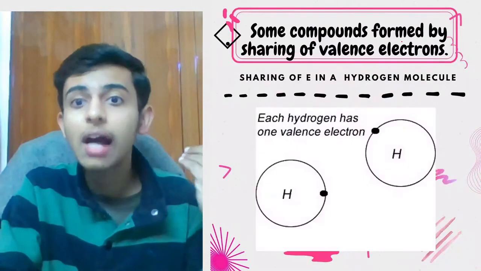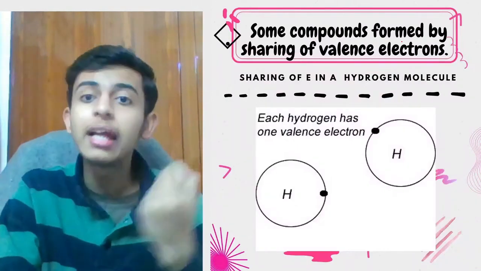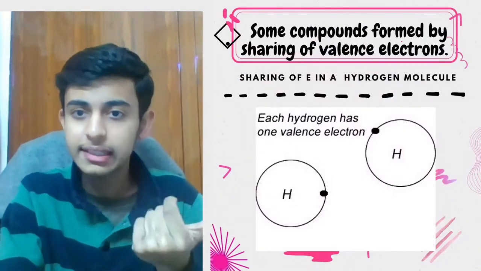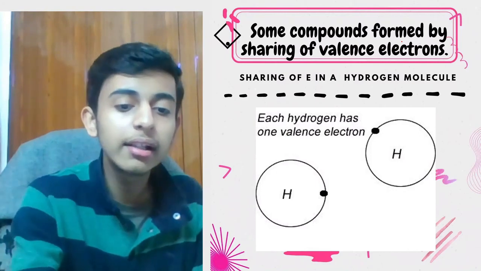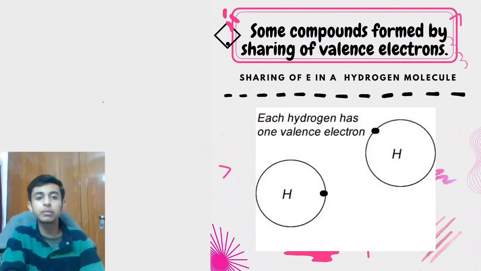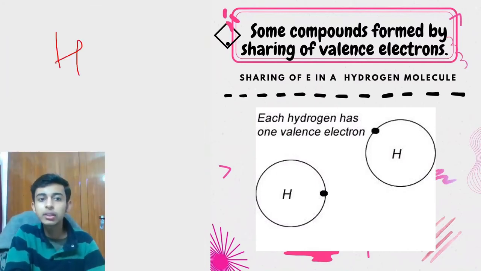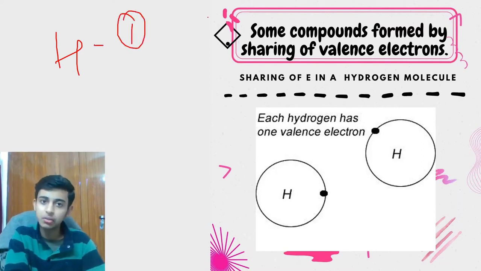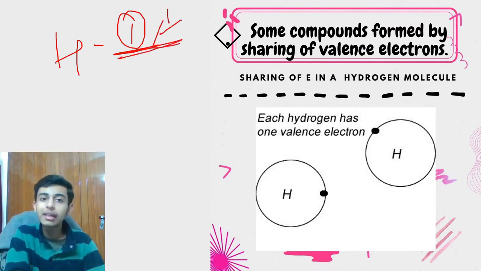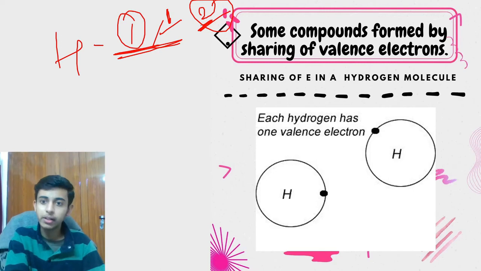Now we need to understand how this exactly happens. Now, some compounds formed by sharing of valence electrons. Let's take the example of hydrogen. You know hydrogen's configuration is 1 proton, 1 electron. Only 1 electron is there with hydrogen. So what it can do is gain 1 electron, so that its configuration becomes 2, satisfying the duplet rule.